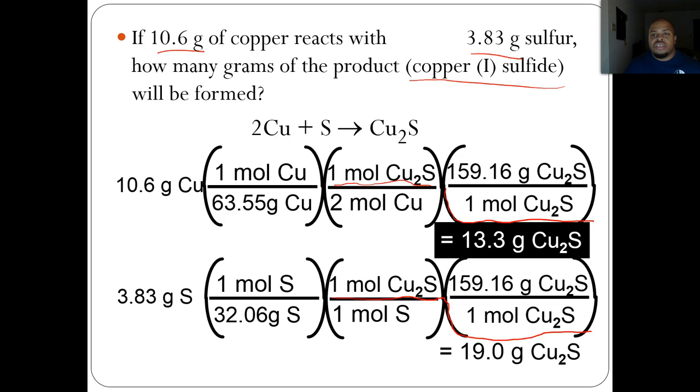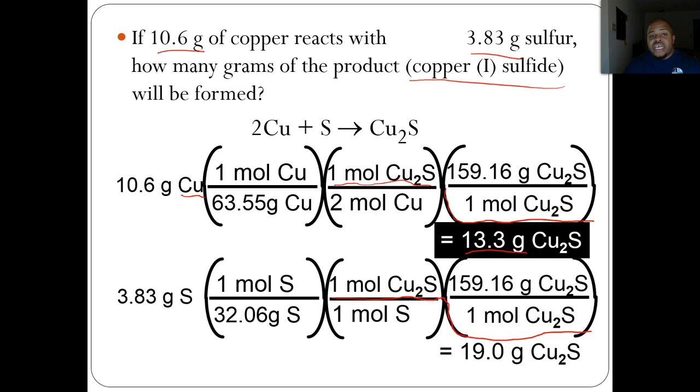The question is, how much of my product will actually be formed? Well, considering these two things are mixed together, this means that the most I'll actually be able to make is 13.3 grams of copper 1 sulfide. Okay? Now, this tells me that my copper is actually my limiting reactant.